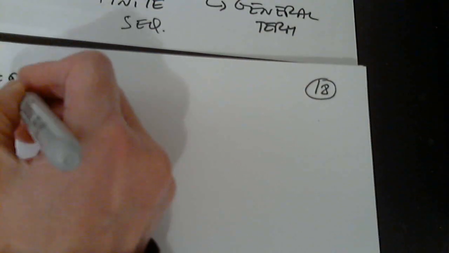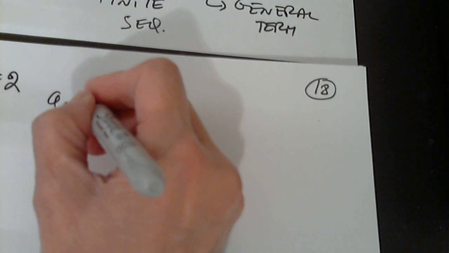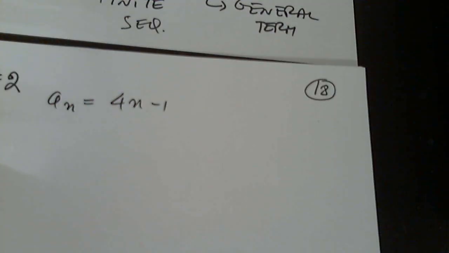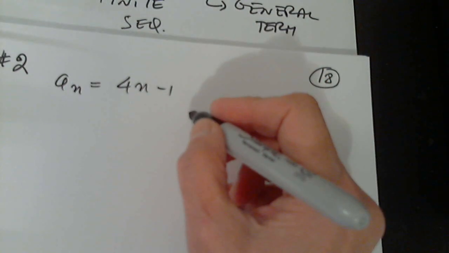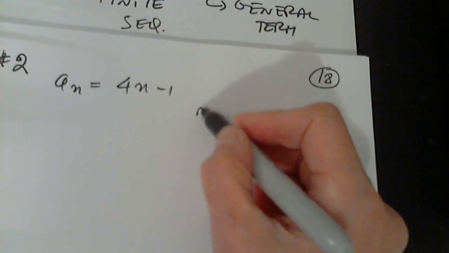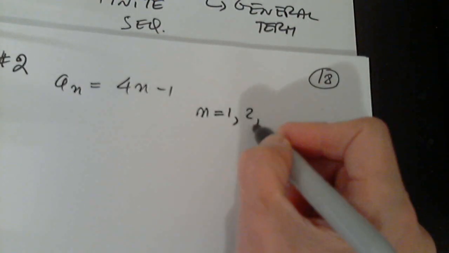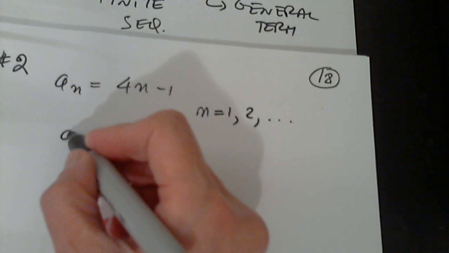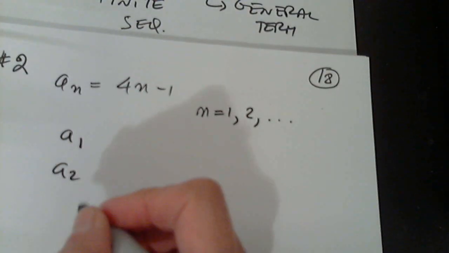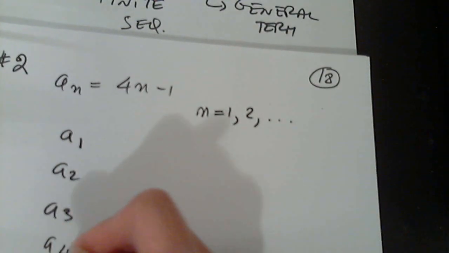So I'm going to start, let's say, with number 2. We're given the general term a sub n, which is 4n minus 1. And the question is very simple. Write the first 4 terms. So if we are not told anything about n, we have to assume that n is 1, 2, and so on and so forth. And they want the first 4 terms, meaning a1, a2, a3, and a4.